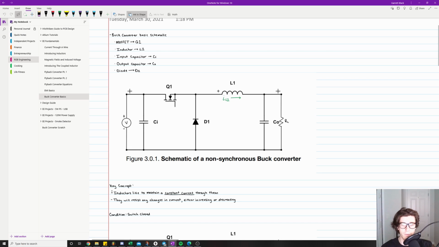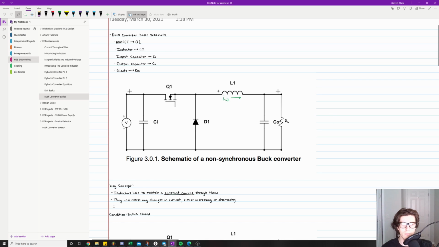If you know anything about inductors, we know that inductors like to maintain a constant current through them. So here I have drawn on the circuit schematic I sub L1. This is supposed to denote the current that's flowing through the inductor, and that's going to be flowing across the load. Like I said, they like to maintain a constant current. So once we get the current up to a certain value, and then say you just pull the plug on it, it's going to try to maintain that constant current in the rest of the circuit.